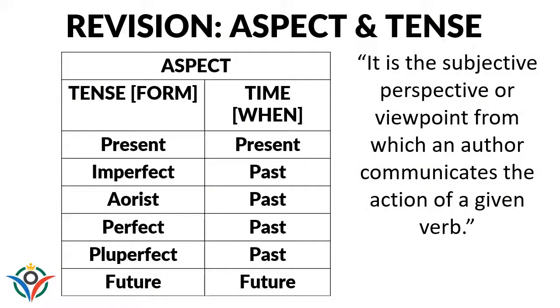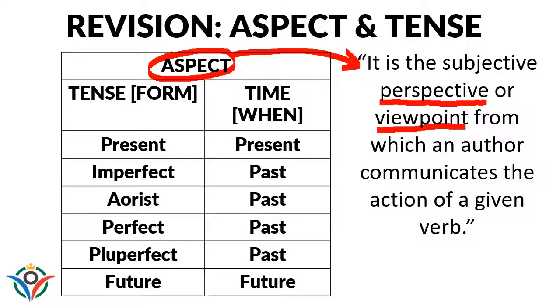Let's begin with some revision of aspect and tense. Aspect, or specifically verbal aspect, is the subjective perspective or viewpoint from which an author communicates the action of a given verb. Aspect is very important because it is the framework that helps us to understand Greek tense. We have six tense forms: the present, imperfect, aorist, perfect, pluperfect, and future tense forms.